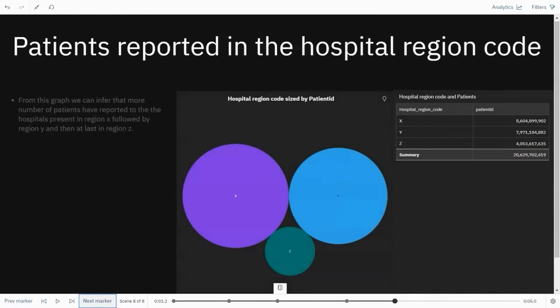The next visualization is about the patients reported in the hospital region code. The hospital region code is nothing but the region code of the hospital. The hospital region code can be categorized into X, Y, and Z. If we take a look into the plot, we can clearly understand that the hospitals present in region X have reported the highest number of cases when compared to Y and Z. The next after X is Y, which has reported the next highest number of cases. The hospitals present in region Z have accounted for the lowest number of cases reported.